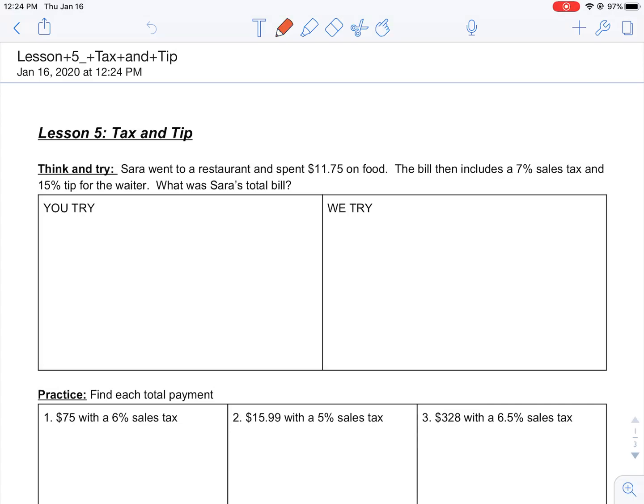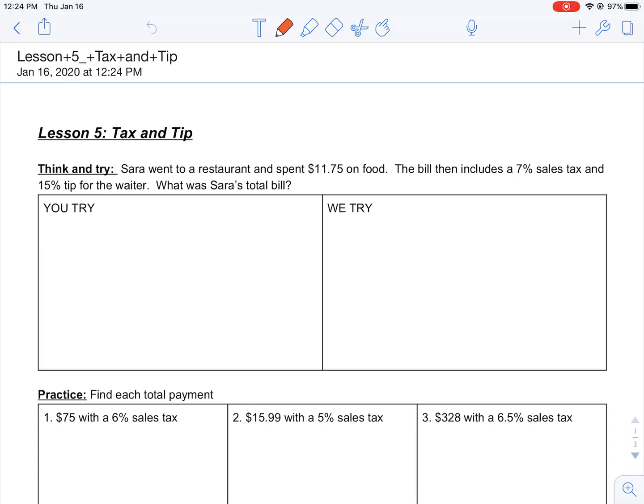All right, so we are going to talk about tax and tip. So think and try. Sarah went to a restaurant and spent $11.75 on food. The bill then includes a 7% sales tax and 15% for the waiter. What was Sarah's total bill?